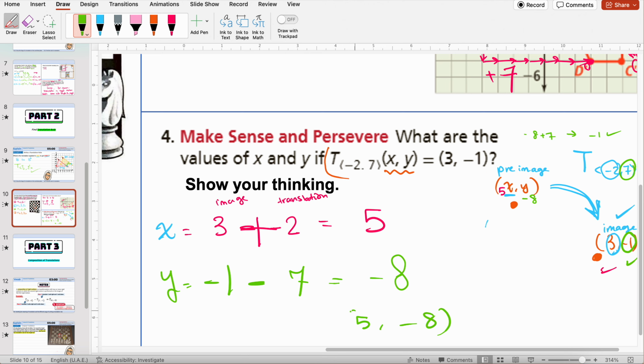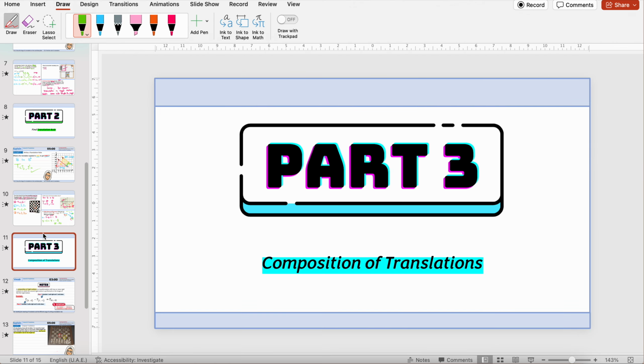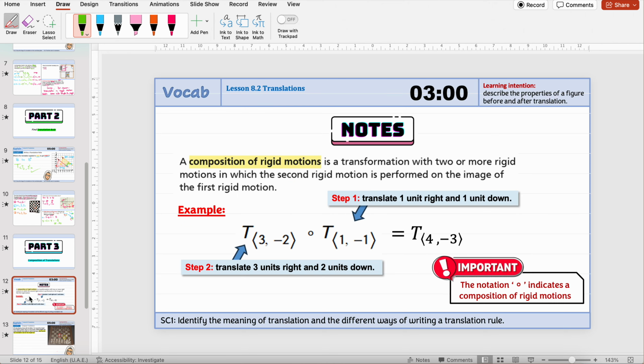This question is very tricky, but you have to pay attention and double, triple check your answer. Lastly, alhamdulillah, we finally arrived at the last idea, composition of translations. What does that mean? It means what if I did 2 translations back to back? How can I write them down? You can write it as follows.